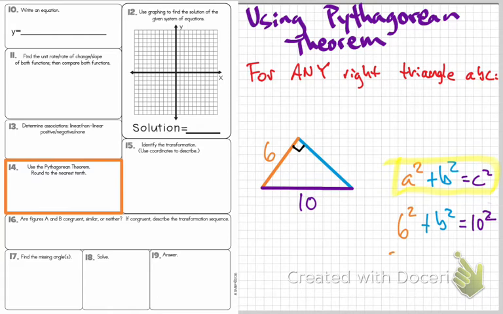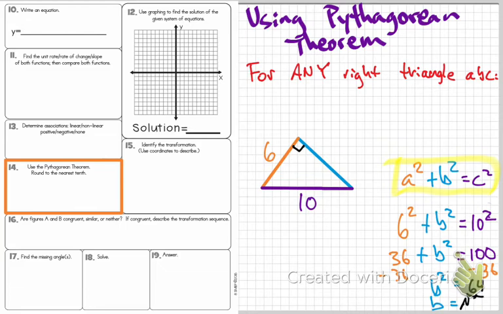I can start to work that problem out. 36 plus b squared equals 100. And once I've done that, this simply turns into an algebraic equation that I'm working to solve. So that means I need to get my variable by itself. I'm going to do that by using our inverse operation to move things away. In this case, I'm going to subtract 36 on both sides. I'm going to know that b squared is equal to 64.